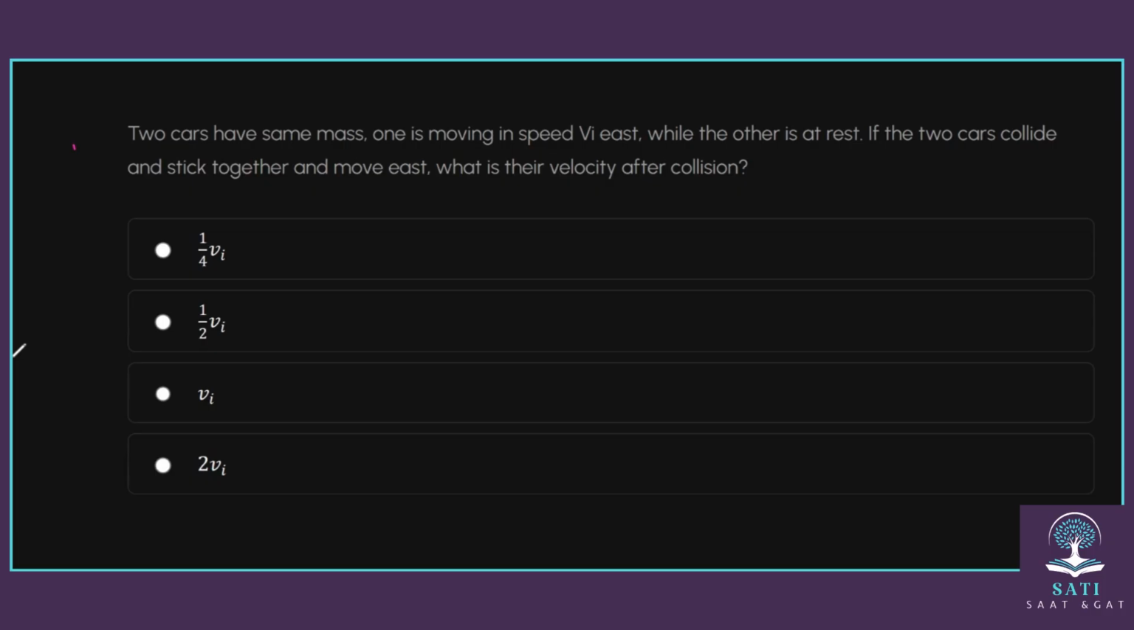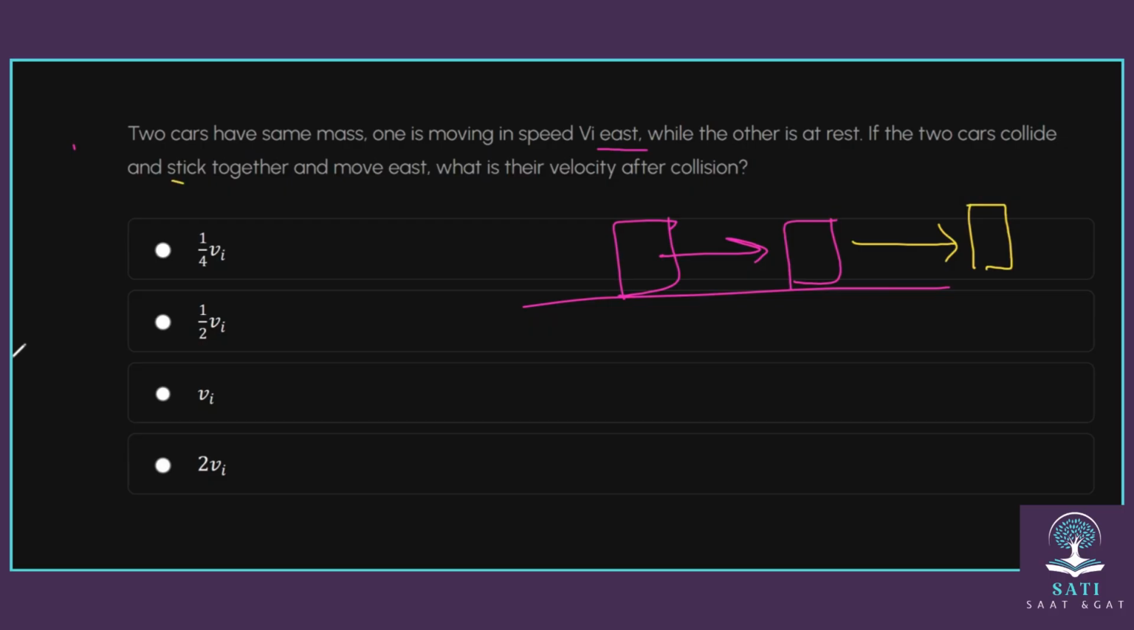So for this one, we apply the law of conservation of momentum. Here there is a car that is stationary, and there is another car that moves towards it, and after the collision both of them move east. That means, because they stick together, the two cars act as one car and move east.